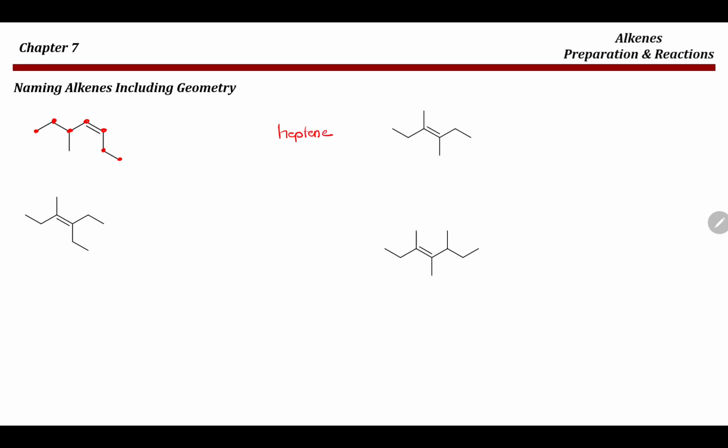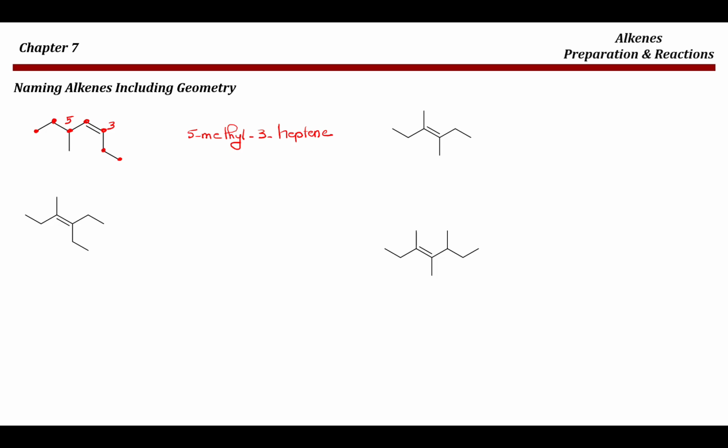The double bond starting from the left side will be at position 4, starting from the right side will be at position 3, so this is the best number we can get for the double bond. And 4, this is 5. This is 5 methyl, 3 heptene. Now we have to assign the geometry, cis or trans or E and Z, if possible.